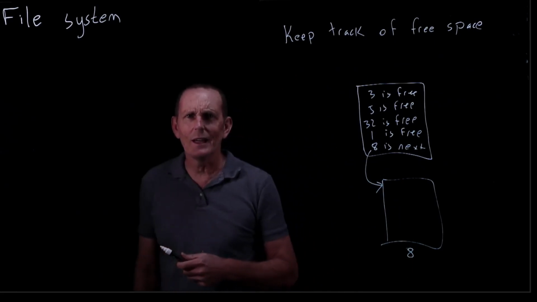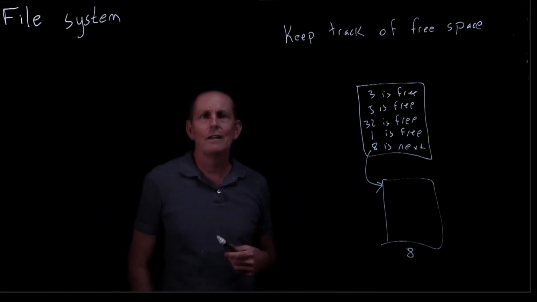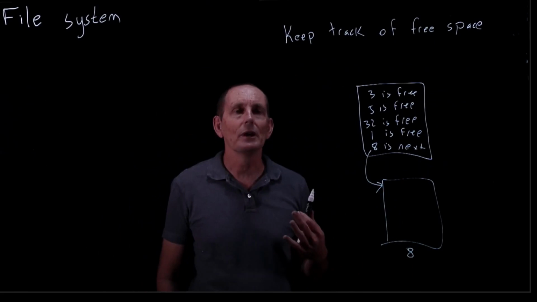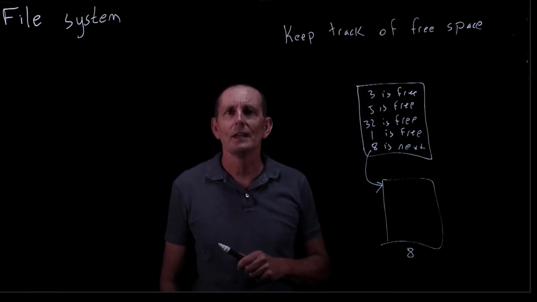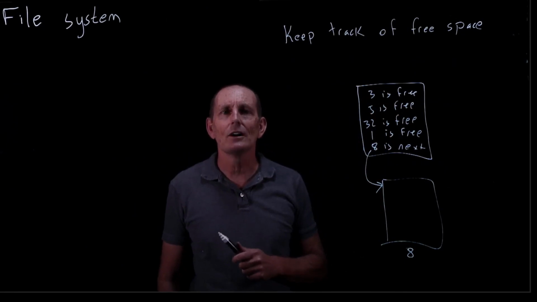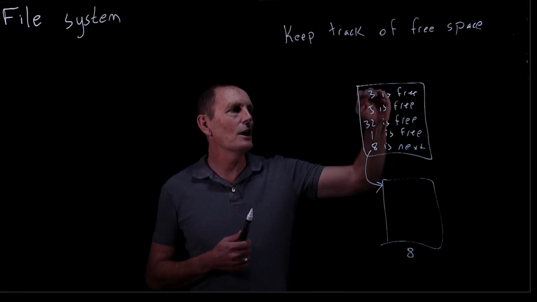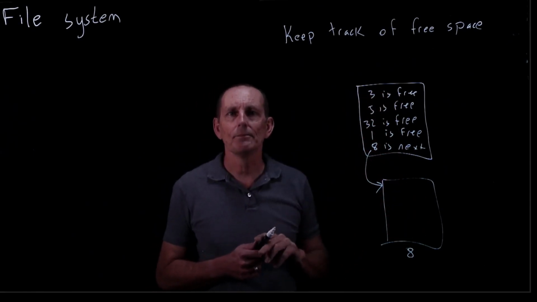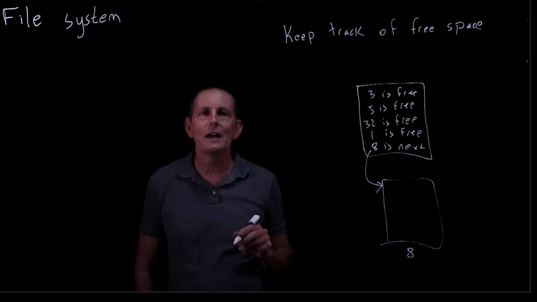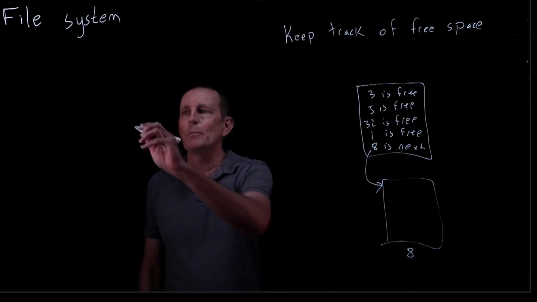One advantage of this is we don't need much memory, right? We can just go ahead and store, let's say, this first block in memory. The cons are we can require disk access in order to allocate. So if we use up 3 and 5 and 32 and 1, then we're going to have to go and read 8. A common thing that's done is to actually have a bitmap.